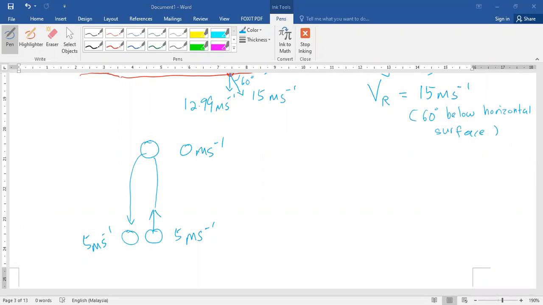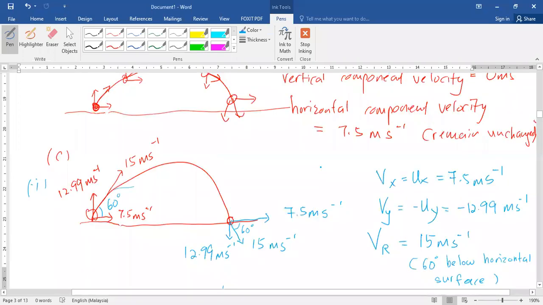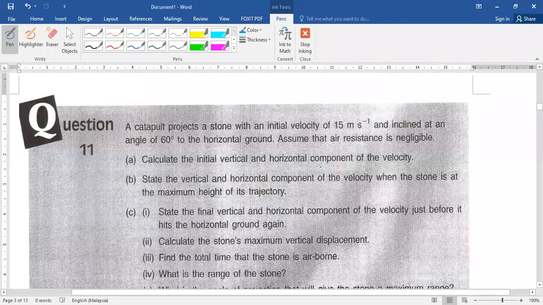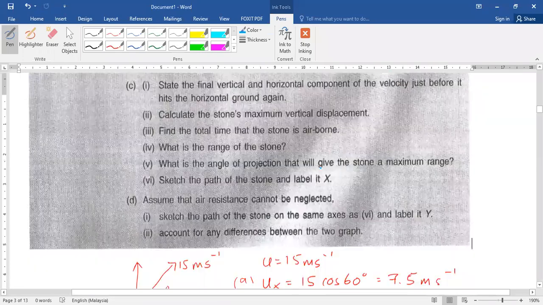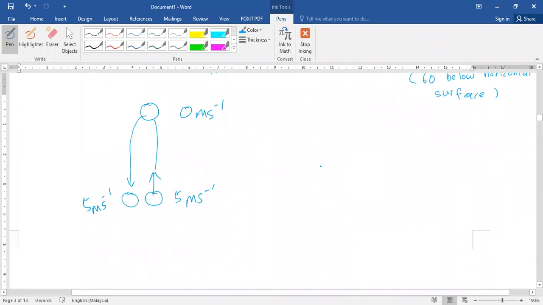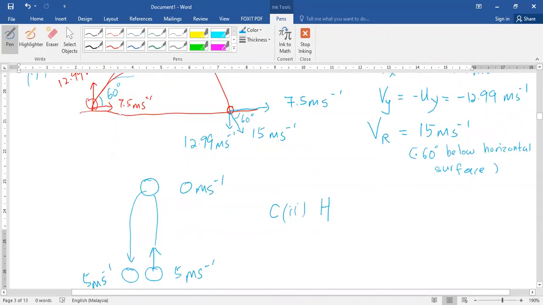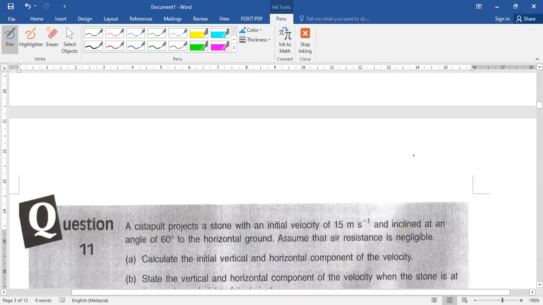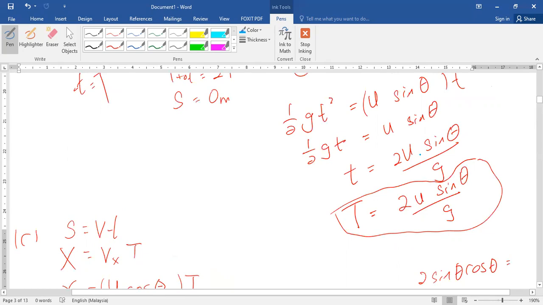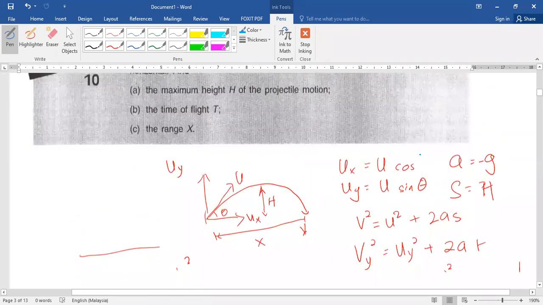Okay, so now, next question. C2, calculate the stone's maximum vertical displacement. Maximum vertical displacement means that we want to find the height. C2, we want to find the maximum height. So, what is the formula we use for the maximum height? We can use the formula directly.